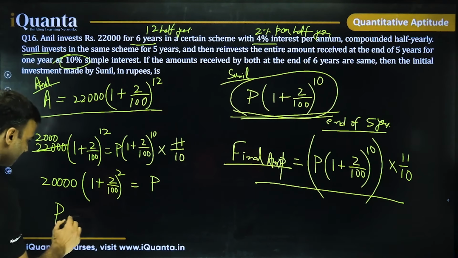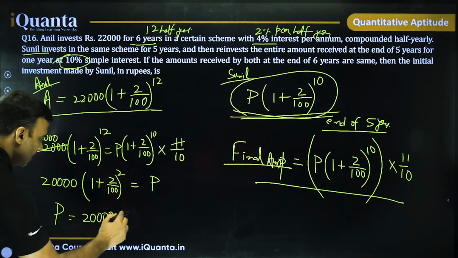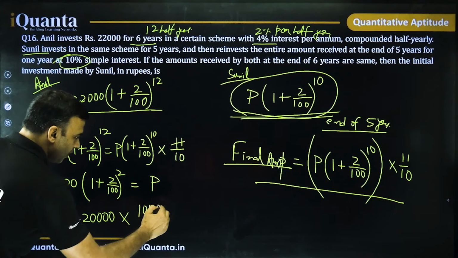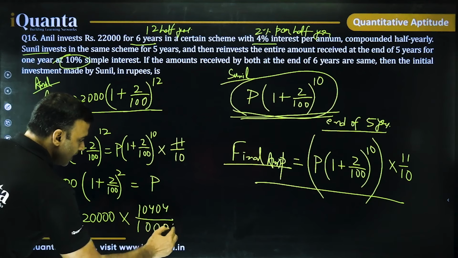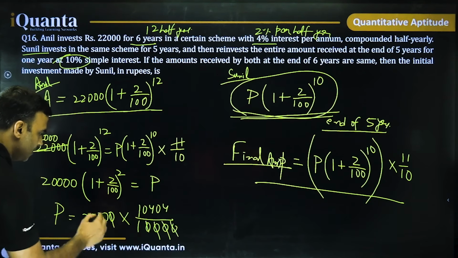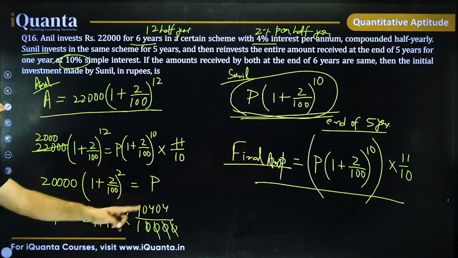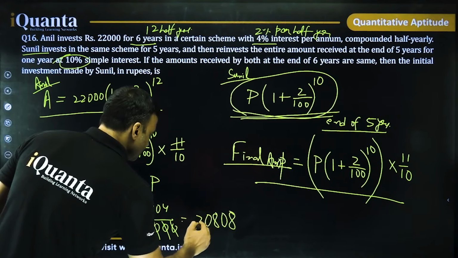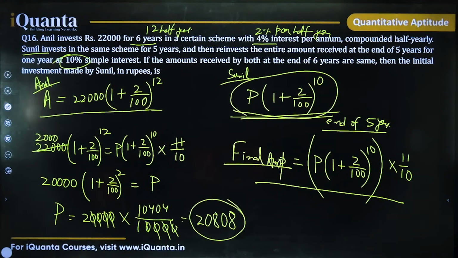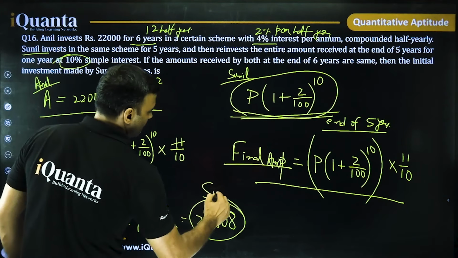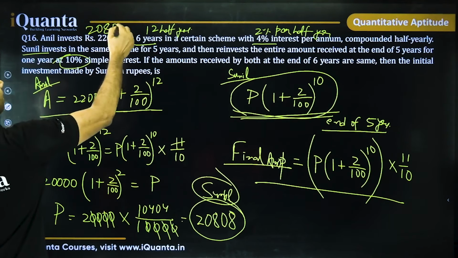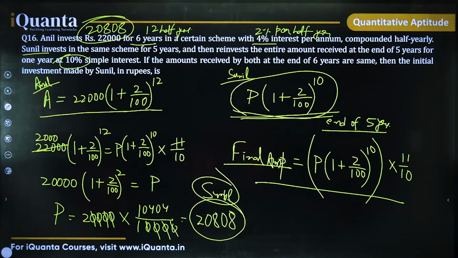So P is equal to 20,000 into, don't cancel 2 and 100, take it as 102 upon 100, the square will become 10404 divided by 10,000. So the zeros are cancelled. 10404 into 2 is 20808. This is the amount invested initially by Sunil, right? This is what we asked. So the answer to this question is 20,808. So more than this calculation, it needs your patience check, right?